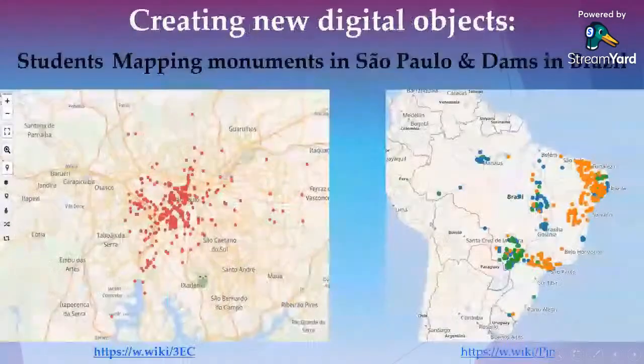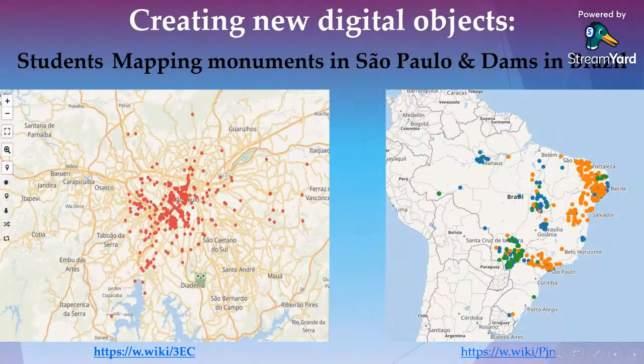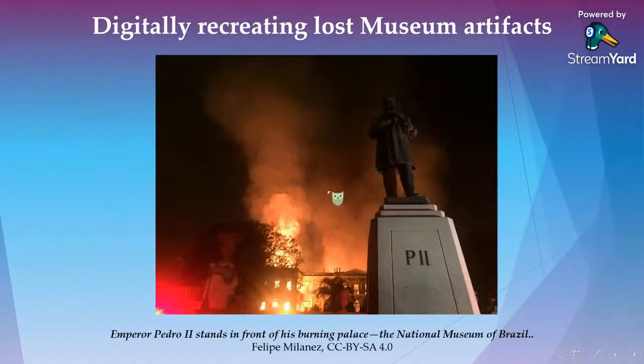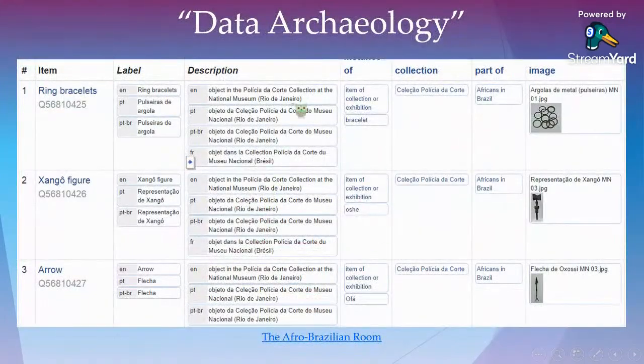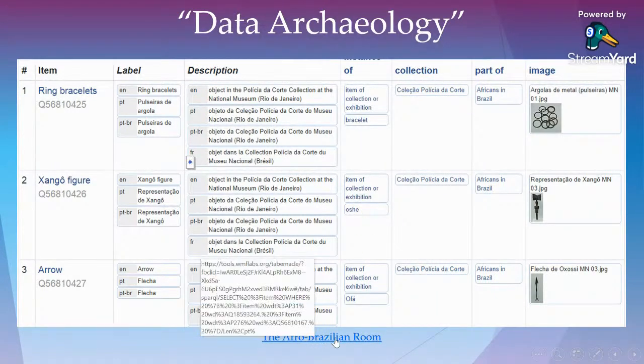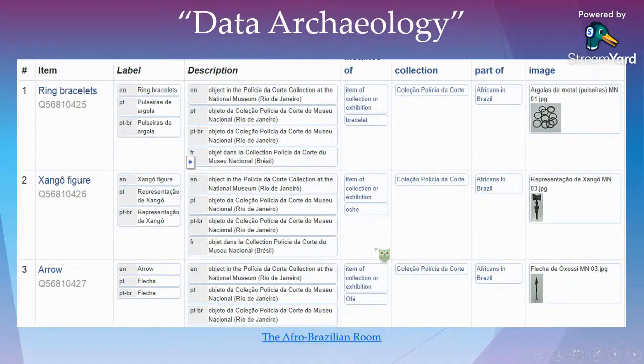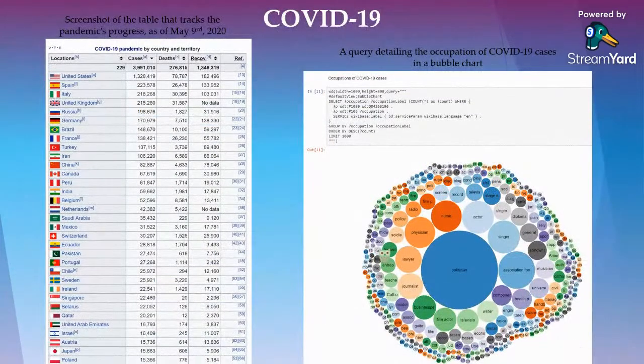I wanted to show, you can explore this presentation to see a bit more examples, especially of creating new digital objects that didn't exist before and exist only now when we curate information and query it and can visualize it. And I wanted to talk about the burnt museum and how we did some sort of data archaeology to reconstruct items from that museum through Wikidata. But again, if you're interested in that, you can ask us and we can share more.